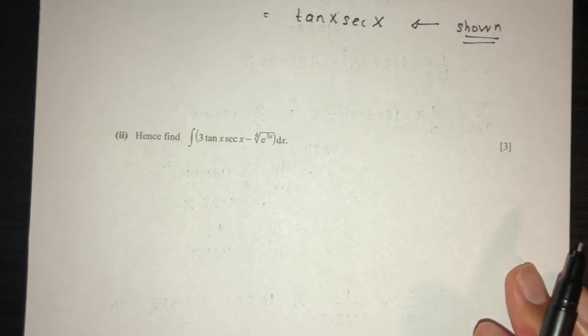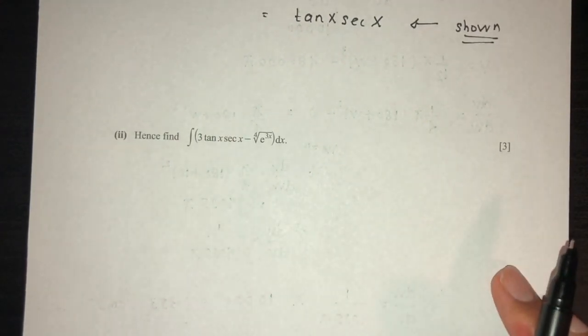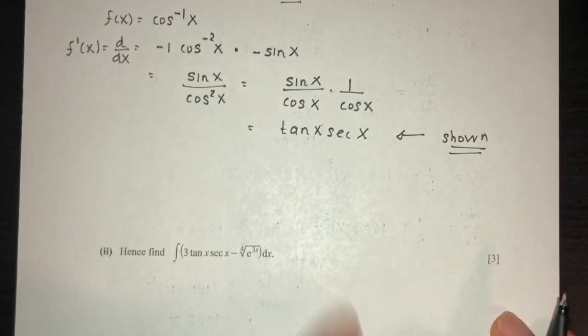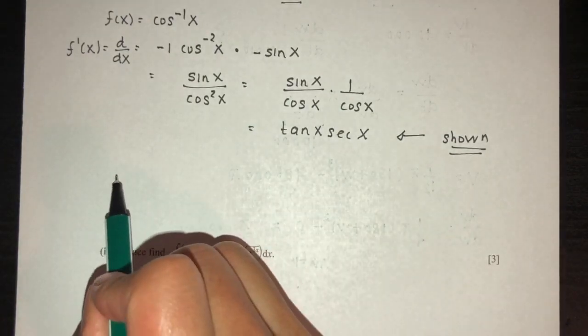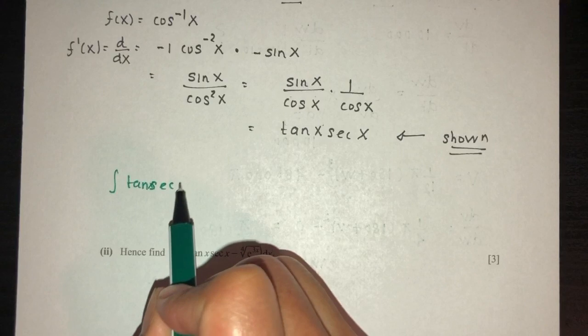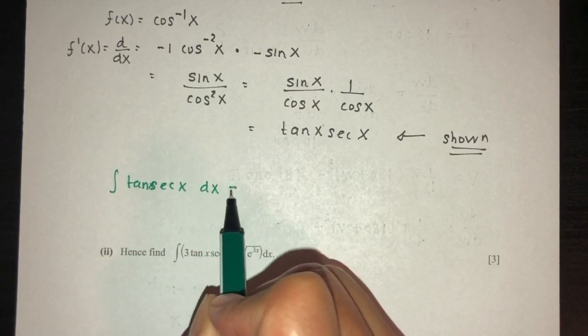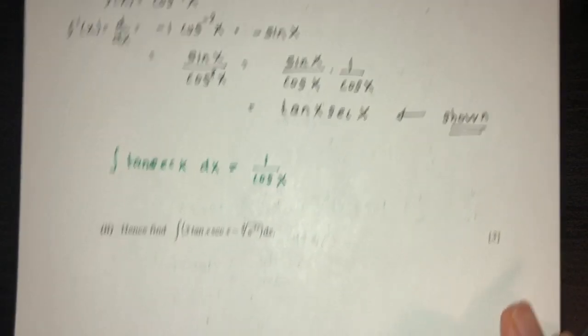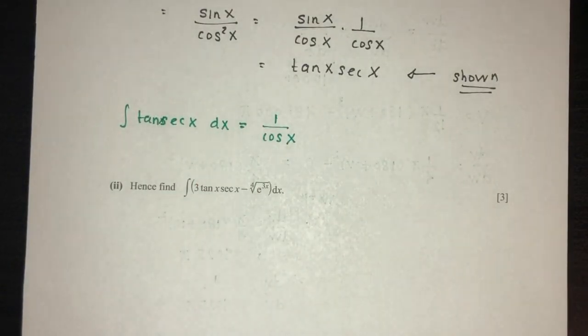Now for part 2, hence find the integration of this one. So we have to use this to find this. Basically what we have shown here is that if you were to integrate this one, sec x dx, it is supposed to give you back the same thing, 1 over cos x. So same thing, let's use that to find this.